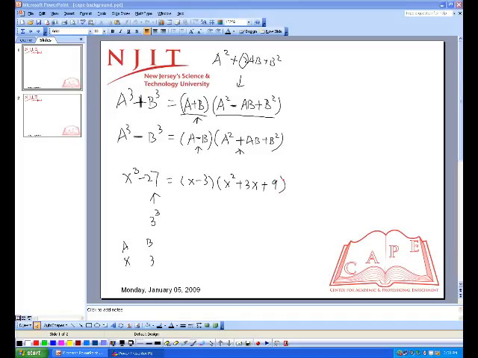Okay, so that's how you use the formula to write that cube in factored form.